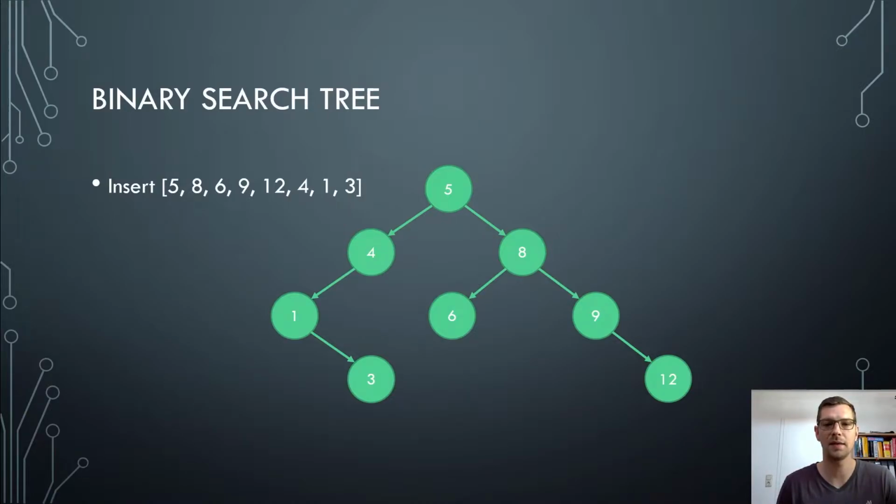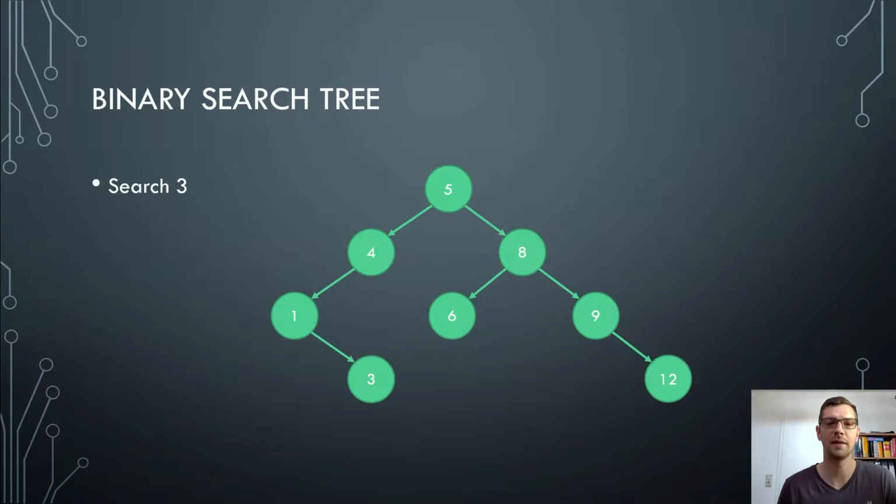And as you can see, all nodes on the left are always smaller than our actual node. Here, for example, the 4, 1 and 3 are smaller than the 5, and the 6, 8, 9 and 12 are greater than the 5. And if we have a look at the node 8, there we see that the 6 is smaller, so it is on the left side, and the 9 and the 12 are bigger, so they go to the right side.